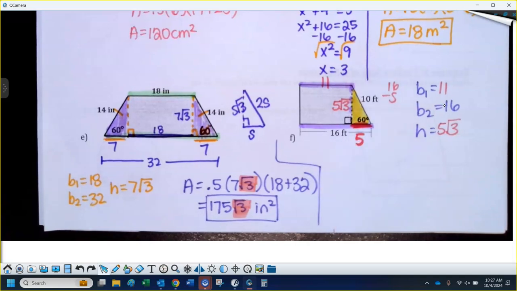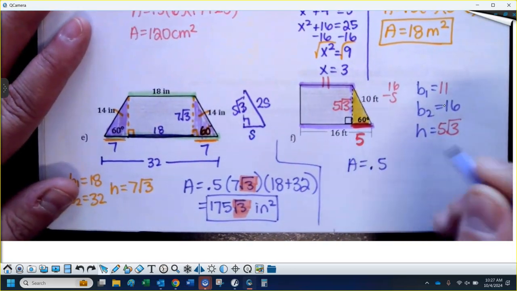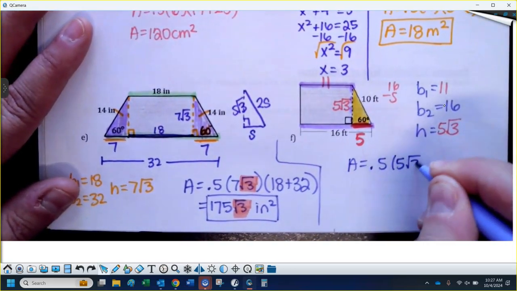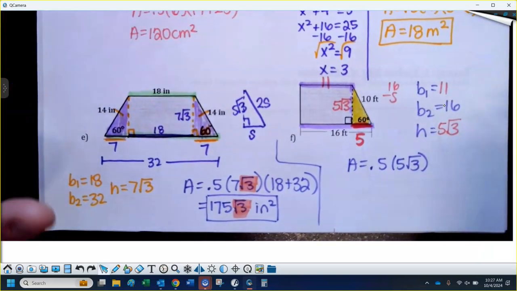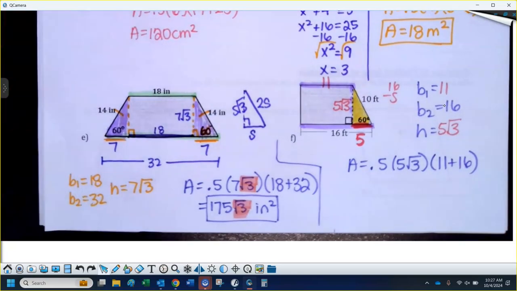because we just cut that triangle literally off. So all I have to do once I get that, this is a little trickier because it's got that radical. I'm going to do the 0.5. My height is 5 radical 3. I'm just going to include the 5 when I multiply this out, and then my 2 bases, one of them's 11, one of them's 16.